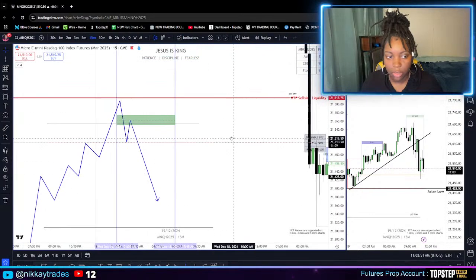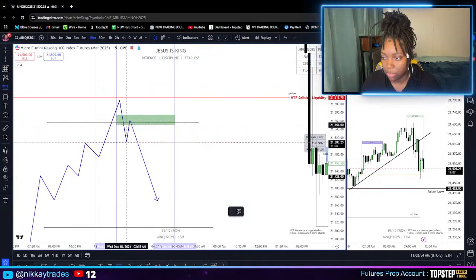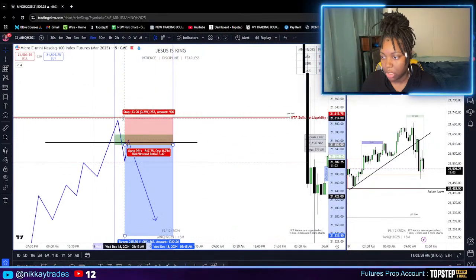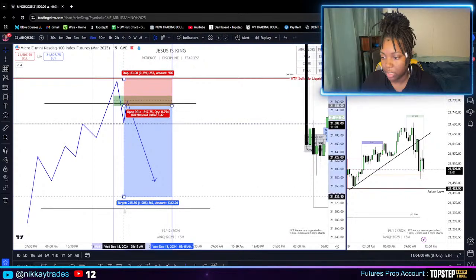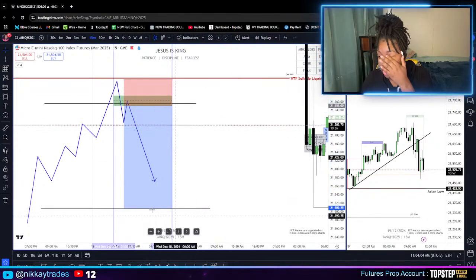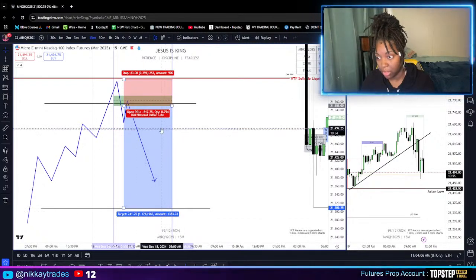And you basically put your trade right here. You can put your stop loss at that high, and you can aim for the sell side liquidity right here. That's where your take profit will be. That's where your stop loss will be.